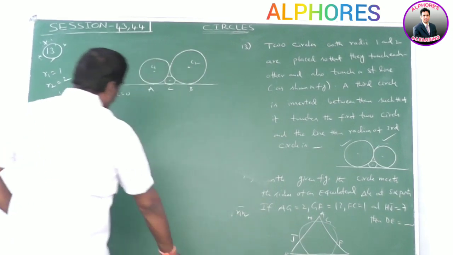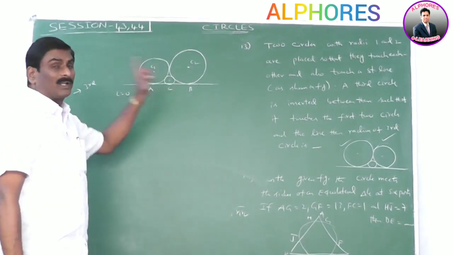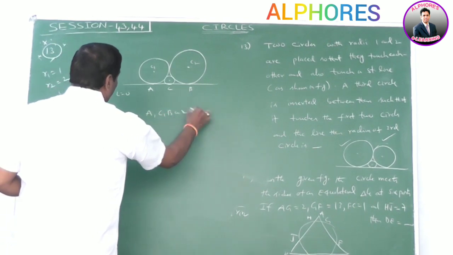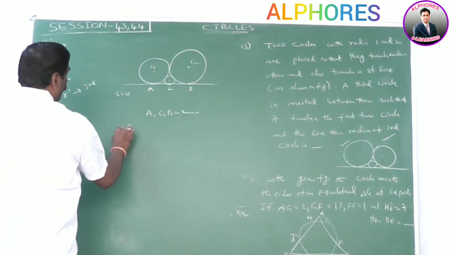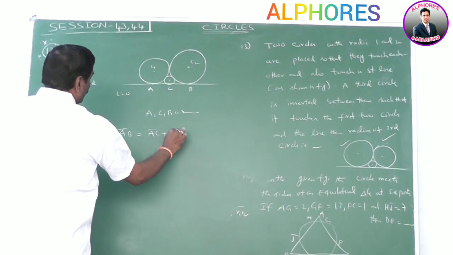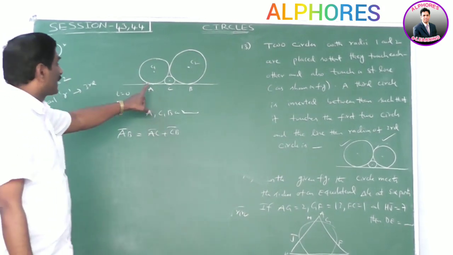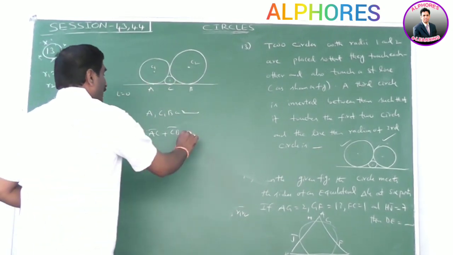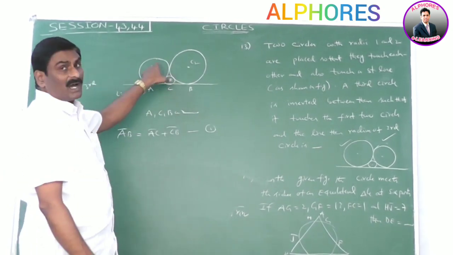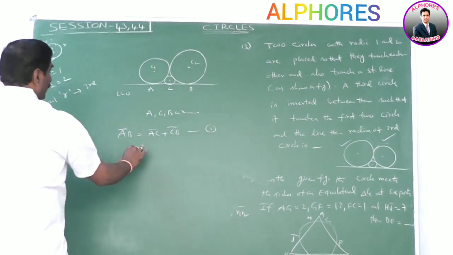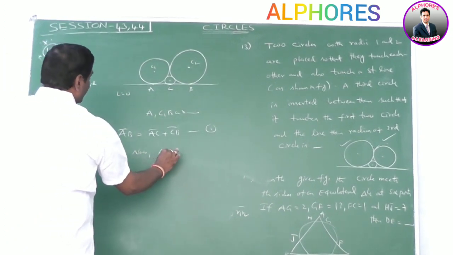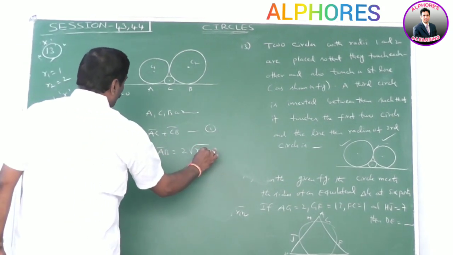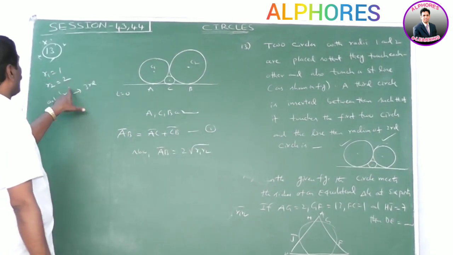Please observe these points. Here A, C, B are collinear. That means AB is equal to AC plus CB. AB is nothing but the length of the direct common tangent for circles 1 and 2. Now AB is equal to the length of the direct common tangent for circles 1 and 2, which is nothing but 2 root R1 R2. What is the value of R1? 1. R2 is 2.